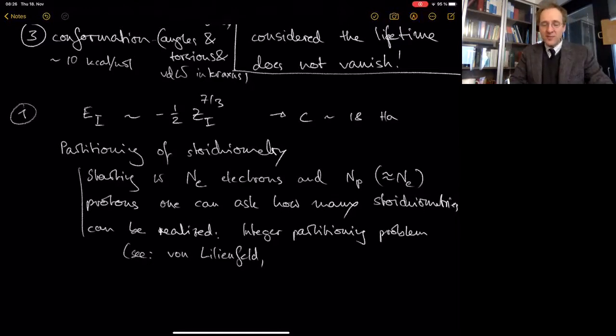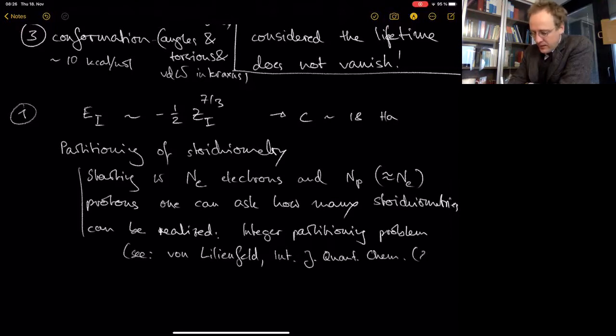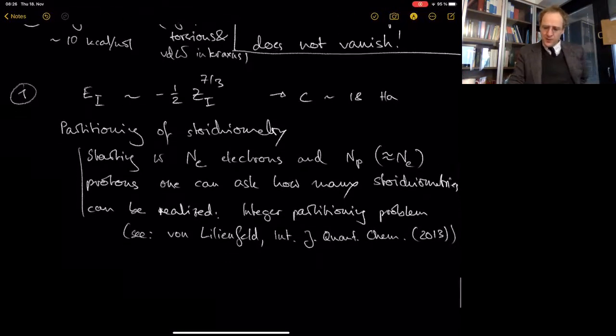I think I'm the first to discuss it this way, but it's such a basic thing. I wouldn't be surprised if somebody else discussed it already before me. Of course, I did my literature research, but you never know if it could be in some other language or other community. So this was in the International Journal of Quantum Chemistry in 2013. So this is a problem.